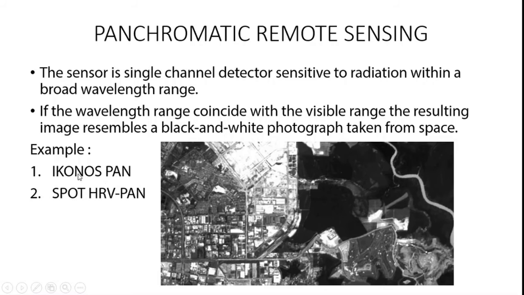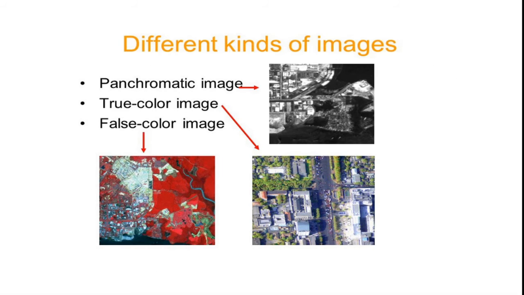The examples of panchromatic sensors are IKONOS pan, SPOT HRV pan. Pan refers to panchromatic. These are different images or comparative images, where the natural or true color image is like this. So you can see the vegetation is green, and you can identify the roads, the vehicles, the residential area.